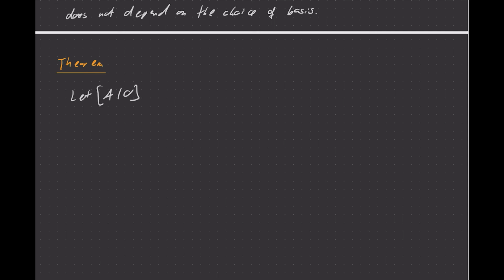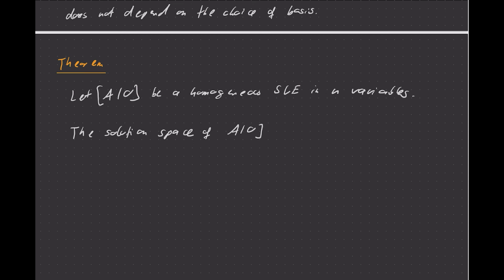So let A, right-hand side 0, be a homogeneous system of linear equations in n variables. Then the solution space of that system, A0, is a linear subspace of R to the n of dimension n minus the rank of A.